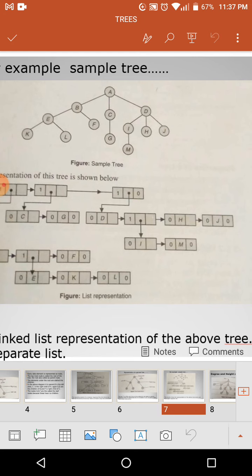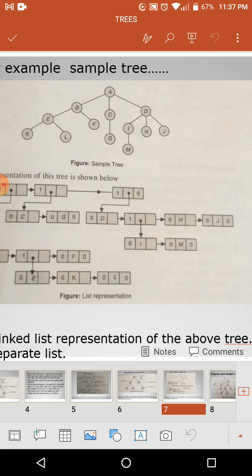Next, D is one of the children of A. D is again one more subtree, in which I is one more subtree. So for that D is represented. D has n elements, and the data will be represented with the three elements I, H, J. So I is again a subtree of D, and I has one child.